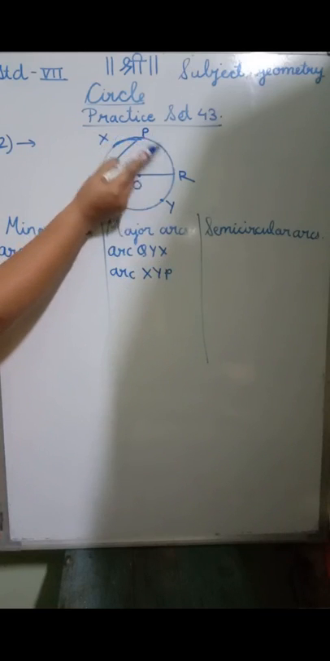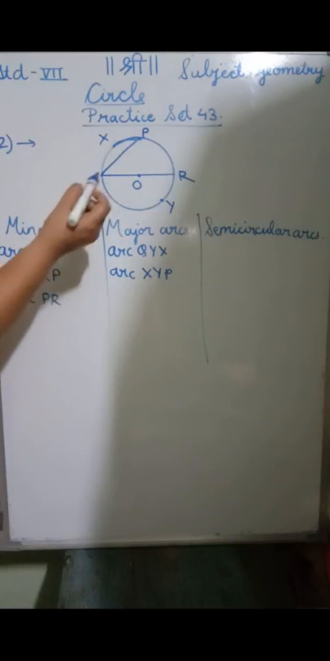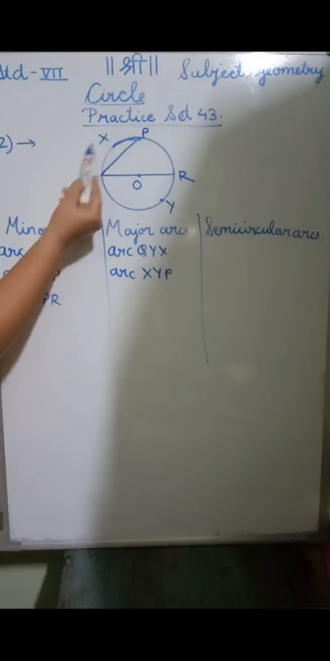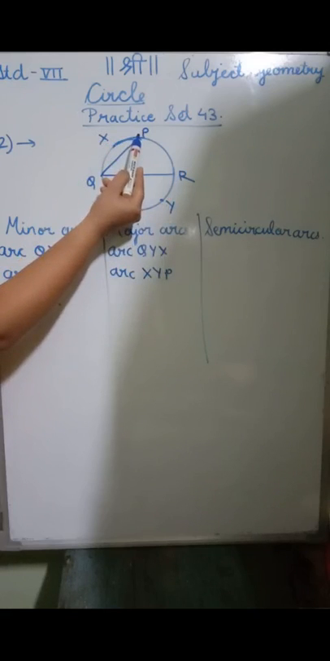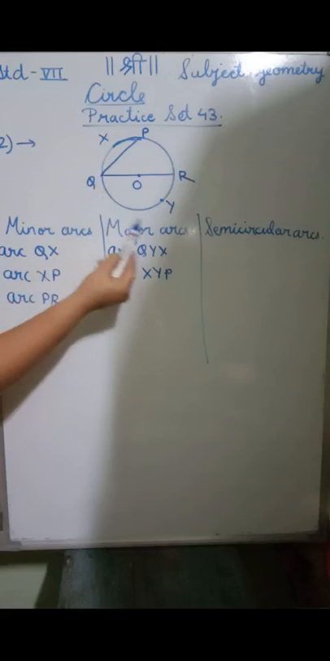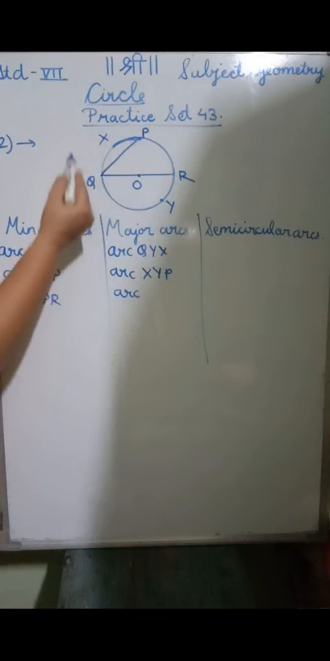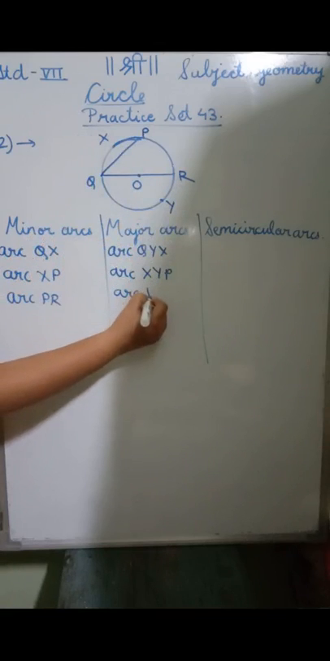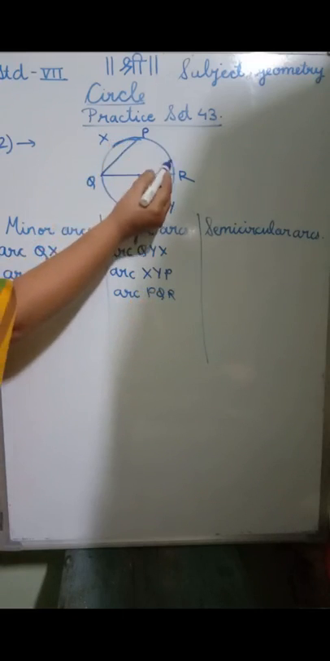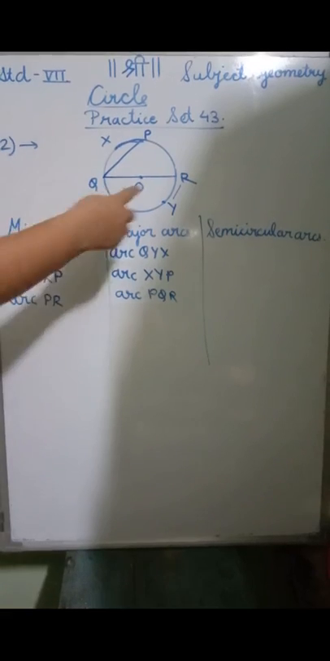We will write the next part, that is arc PR. For that the major arc will be this part. So you can write arc PXR, arc PQR or arc PYR. Any one you can write. For example, if we are writing PQR, then we can write arc PQR. Did you understand? Now PR is over, the minor arc. Now we'll go for the next minor arc, that is RY.